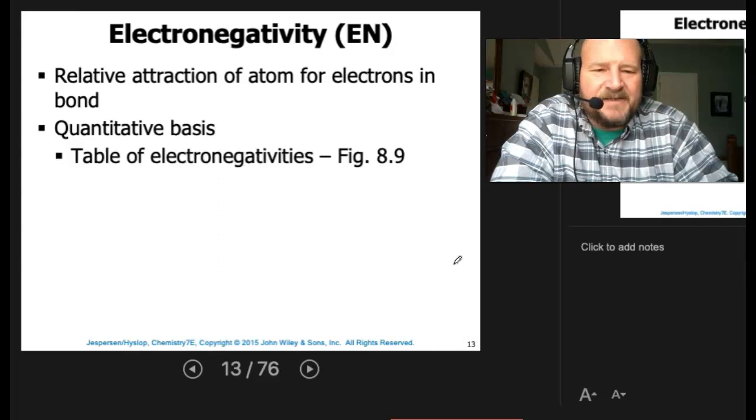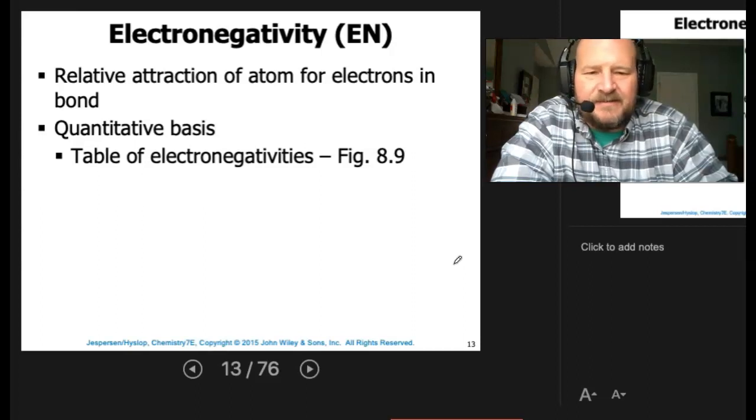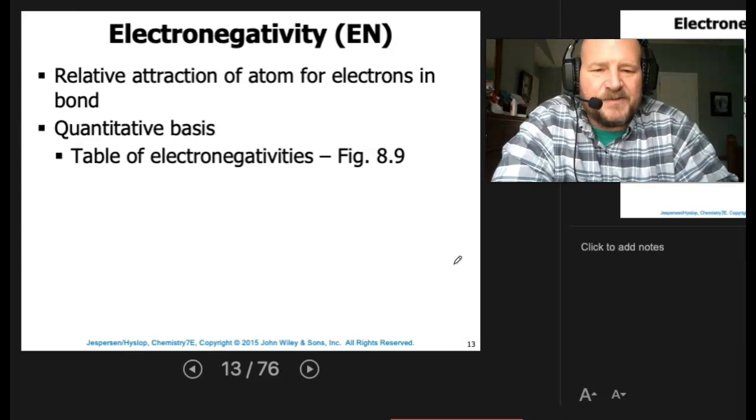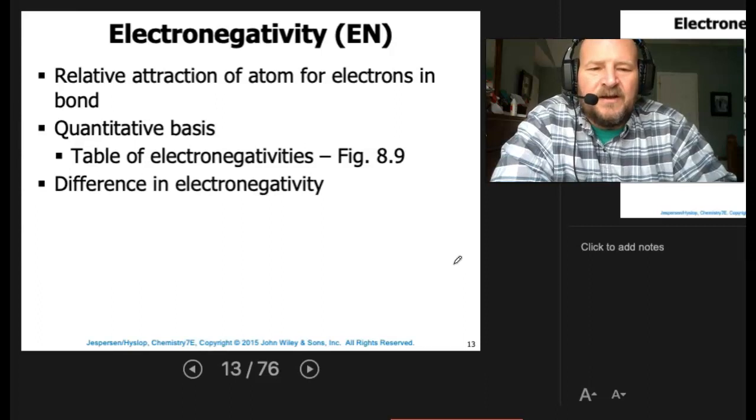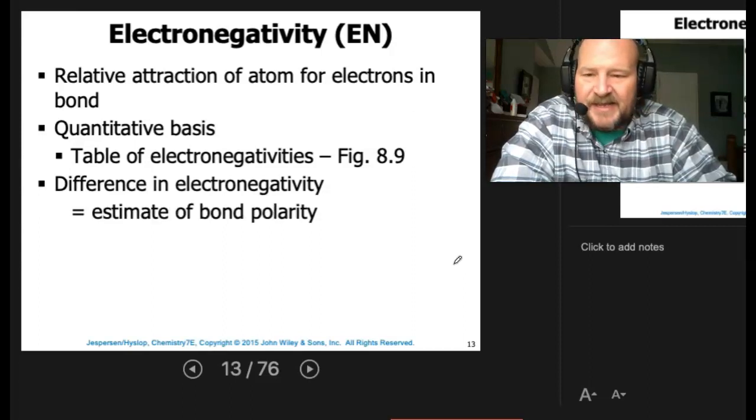The quantitative basis for this, if you have the textbook, you can go to figure 8.9. It gives you some electronegativities. If you don't have the textbook, just go to Google, type in electronegativities, and pick images. 99% of the time there'll be a bunch of periodic tables that give you those values for each element. You don't have to memorize any of those numbers. We can take the difference between those electronegativities, and that gives us approximately the estimate of bond polarity.